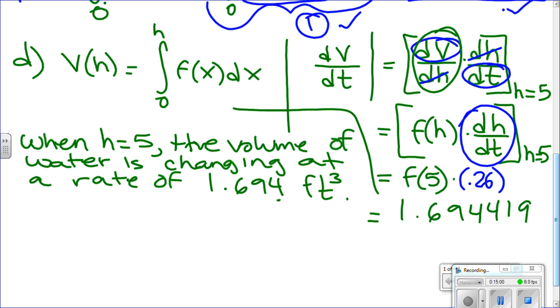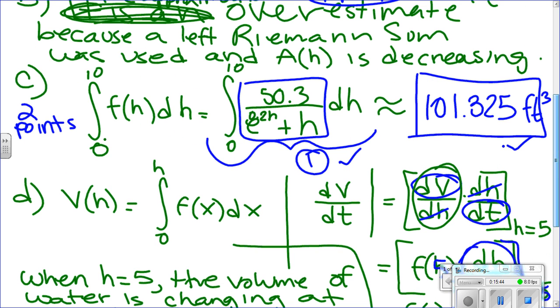So the question says, I'm going to read it again. When the height of the water is 5 feet, so right here for h equals 5, remember, it's kind of like when you evaluate integrals. You substitute the 5 here. Is the notation the one confusing you? The 0.26 foot per minute is actually in the question. And then it says using the model from part C. So we take the model from part C. Find the rate at which the volume of water is changing with respect to time.